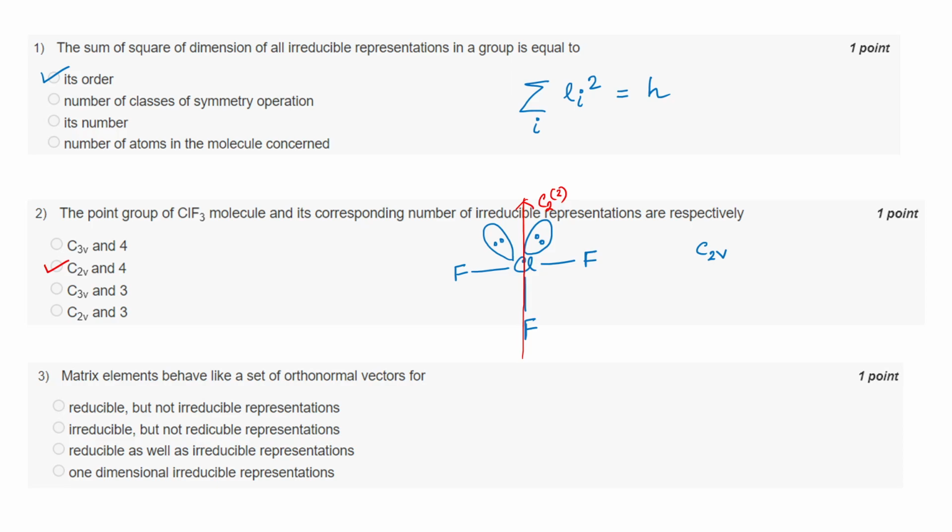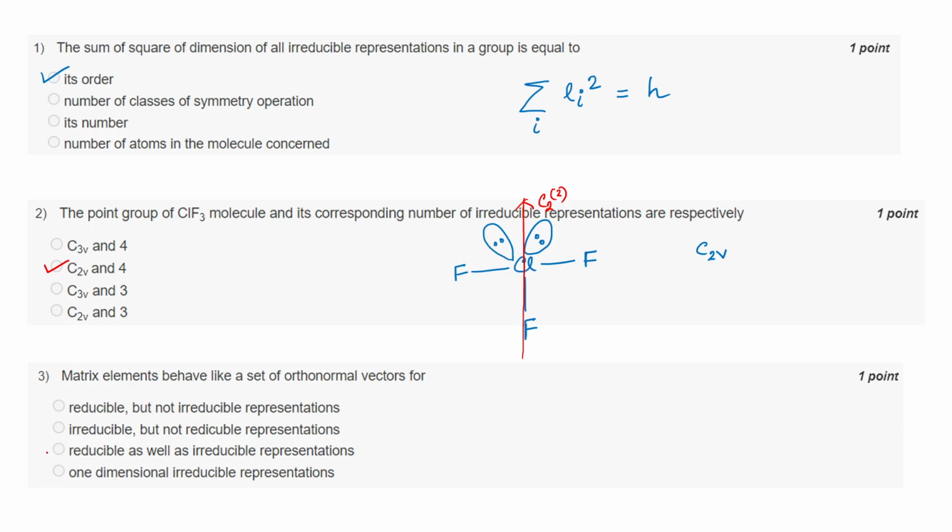Now question number 3: matrix elements behave like a set of orthonormal vectors for what? Reducible but not irreducible representation, irreducible but not reducible representation, reducible as well as irreducible representation, or one-dimensional irreducible representation. From whatever idea we have of the great orthogonality theorem, one of us will tick that it is true for irreducible but not for reducible representation. But that is not correct. It is actually correct for both reducible and irreducible representations.